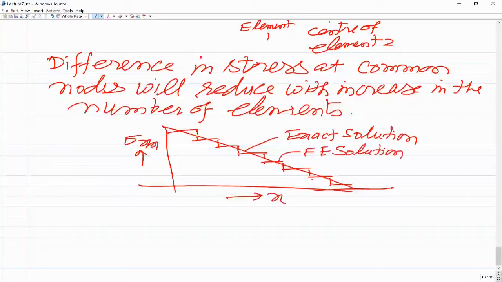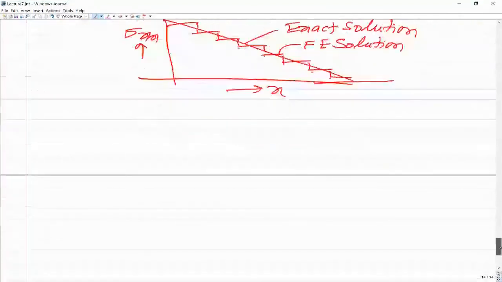Of course, I will not be going into so much detail when I discuss different elements subsequently, but because this is the first example we are taking, I have gone into each and every detail about how we solve this problem. So the next is, let me take another example.